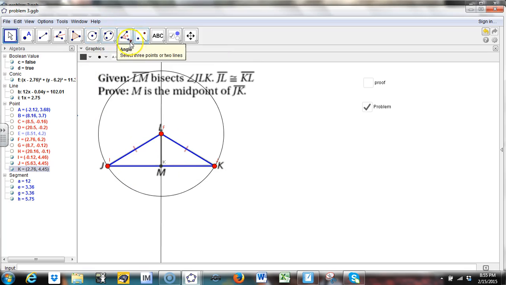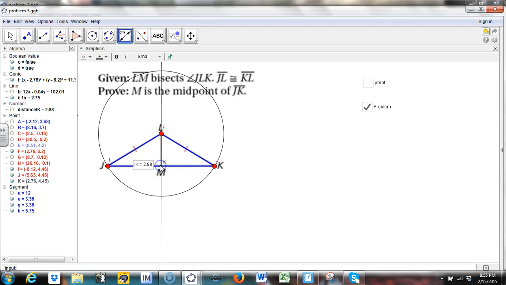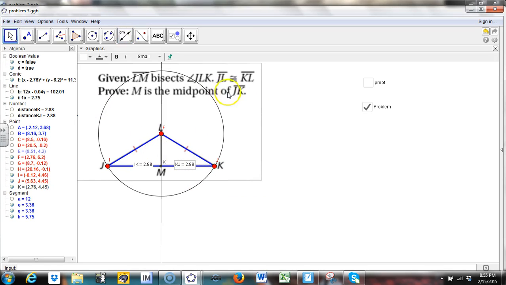It means that now, if I measure, for example, the distance between this endpoint and that intersection point, and then the intersection point and the other endpoint, remember that those are going to be the exact same number. And notice that they are, right? So M truly is the midpoint of JK. So if you have an isosceles triangle and you bisect the vertex angle, meaning cut it in half, then we get the intersection of that angle bisector to be the midpoint of the base, right?